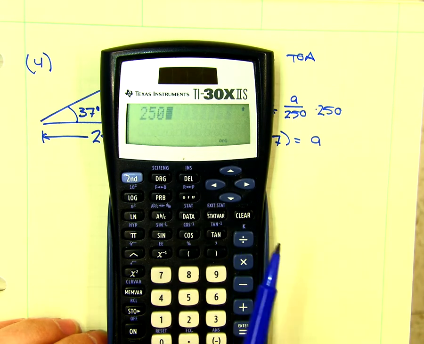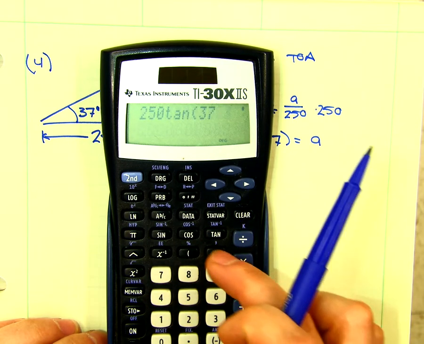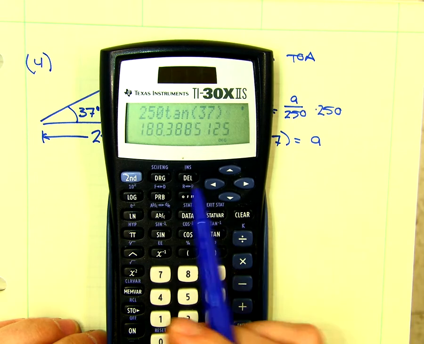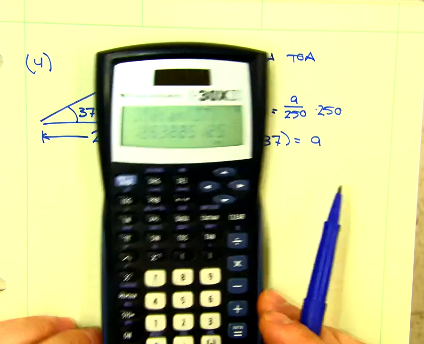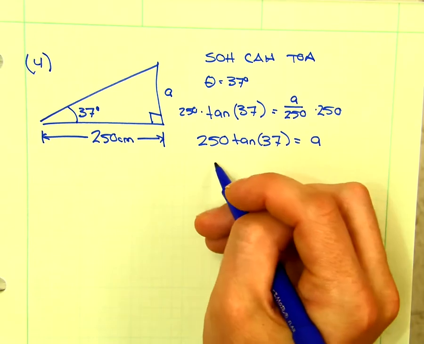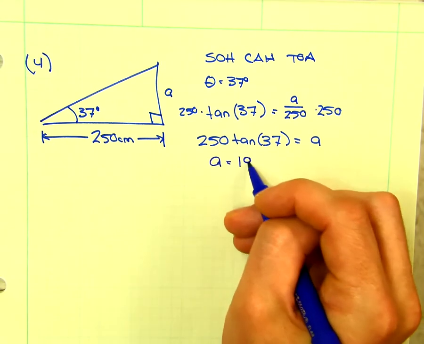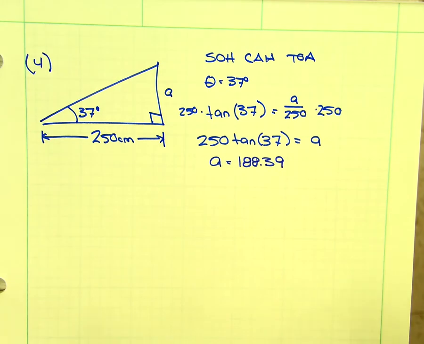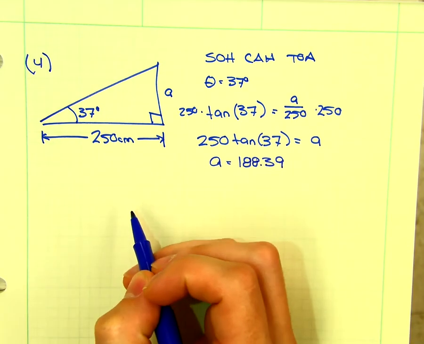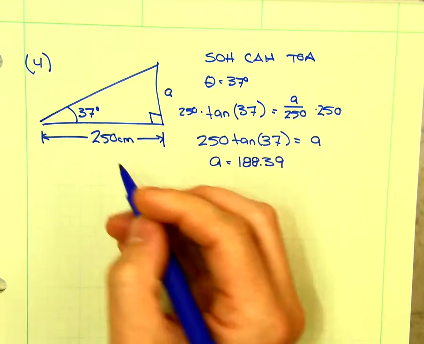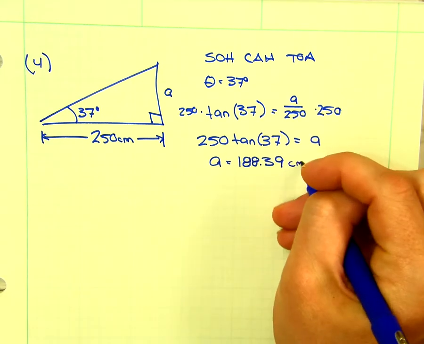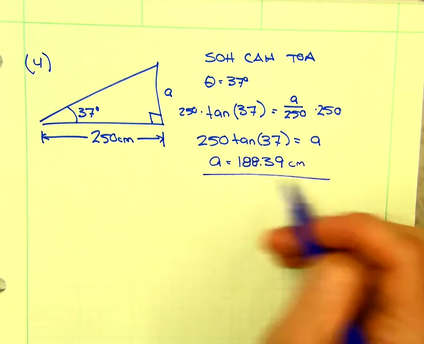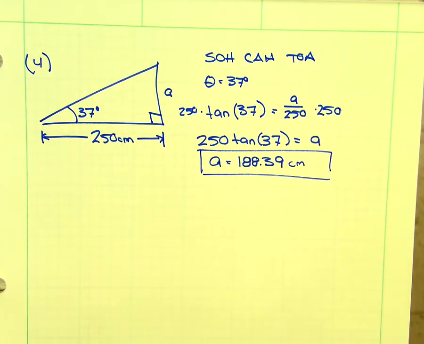So if I plug in 250 times the tangent of 37, and I hit enter, I get 188.39. So then I know that A is going to be equal to 188.39. We haven't impressed our college professors yet because we are missing what? We're missing the units. We're looking for the height. In this case, it's centimeters. So this is measured in centimeters. Our units are going to be in centimeters. So our height is 188.39.